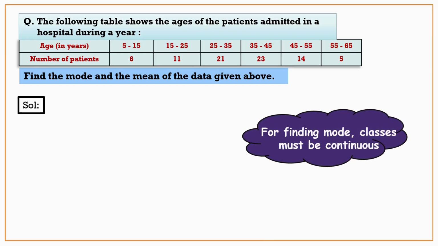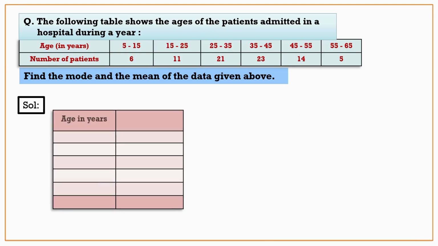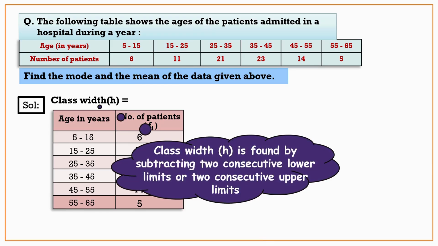So for finding mode, we know that classes must be continuous. So if you take a look over here, the classes are all continuous, because 5 to 15, 15 to 25, then 25 to 35. So all classes are continuous. The number of patients, fi, will be the frequency.